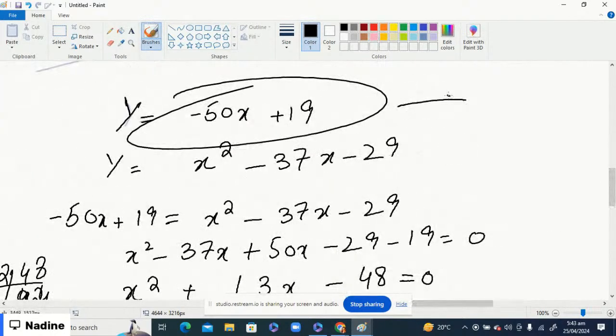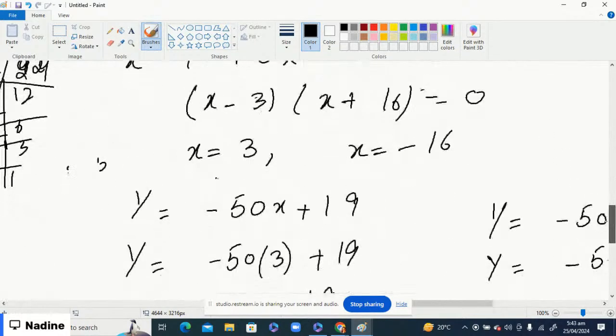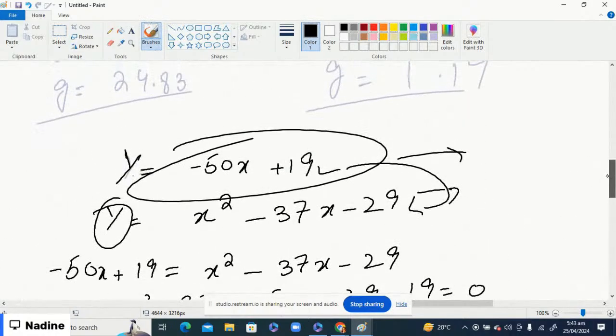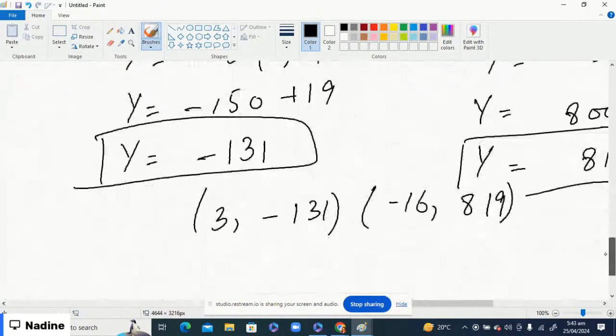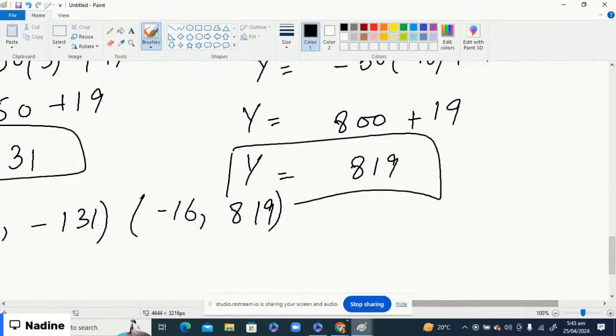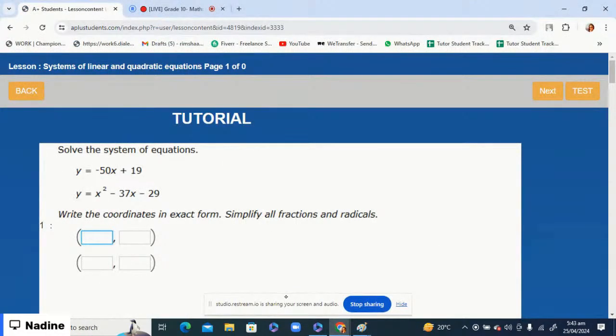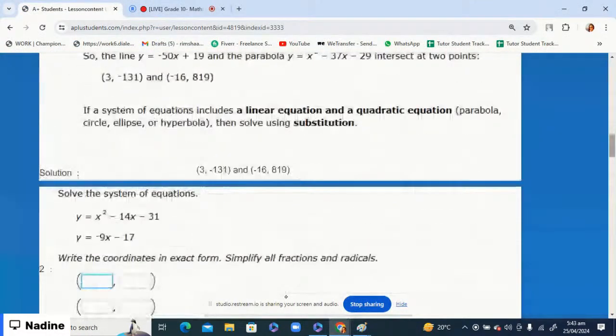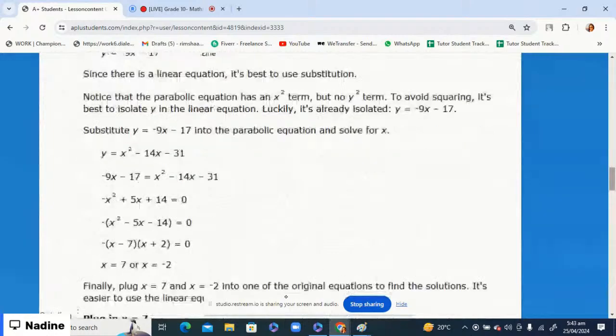Two values of y are given. You just place one value in place of this y, find the two values of x, and then put them in the first equation. That's it, and the four values are all the solutions. In each question you are doing the same thing.